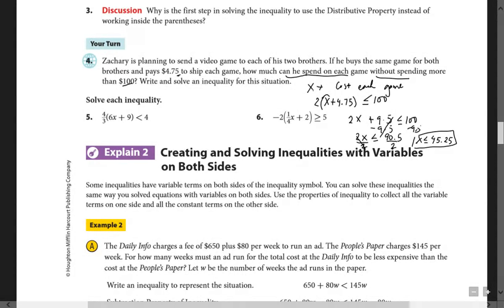Okay, how about in this case? How do you solve this kind of inequality? It's either you do distributive or you divide by 4 over 3. Okay, let me do distributive this time. What is 4 over 3 times 6? When you're multiplying, you can do cancellation, right?